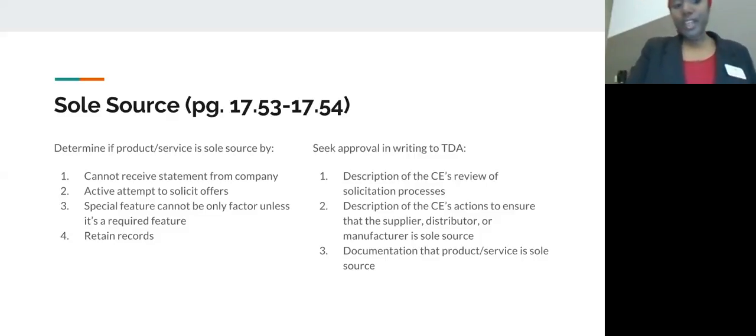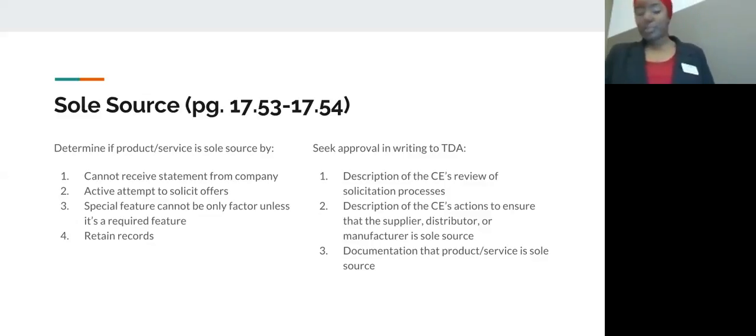Also, retain your records to demonstrate that you made all the efforts that you could to select products and/or services from other suppliers as well as distributors, and any offers that may be out there. Seek approval in writing from TDA.